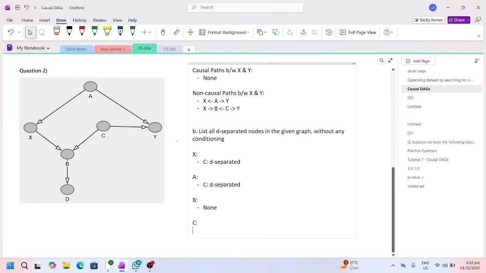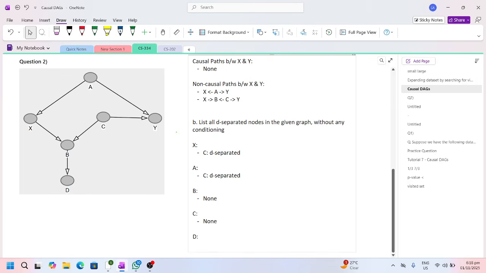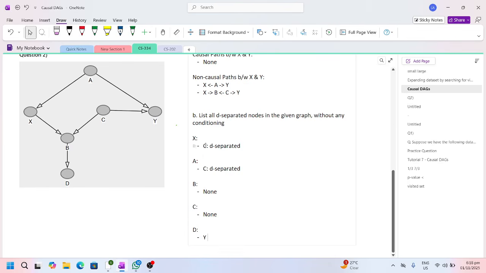Next, we have C. I will not check it against X, A, and B. I will check it against D and Y. So between C and Y there is a path where B is a mediator, and between C and Y there is a direct path over here. So C is not d-separated with any further nodes. Next, I will check D. Actually, lastly, I will check D. And D, I only have to check against Y technically, because I've already checked it against all of those above. So D and Y cannot be d-separated since this path exists where C is just a confounder.